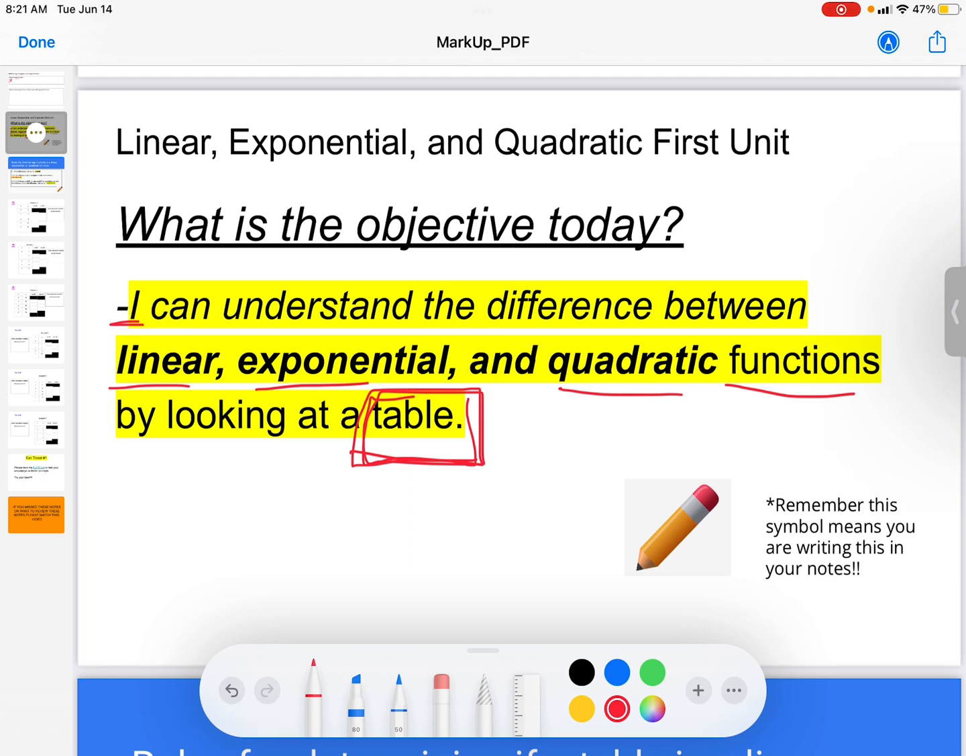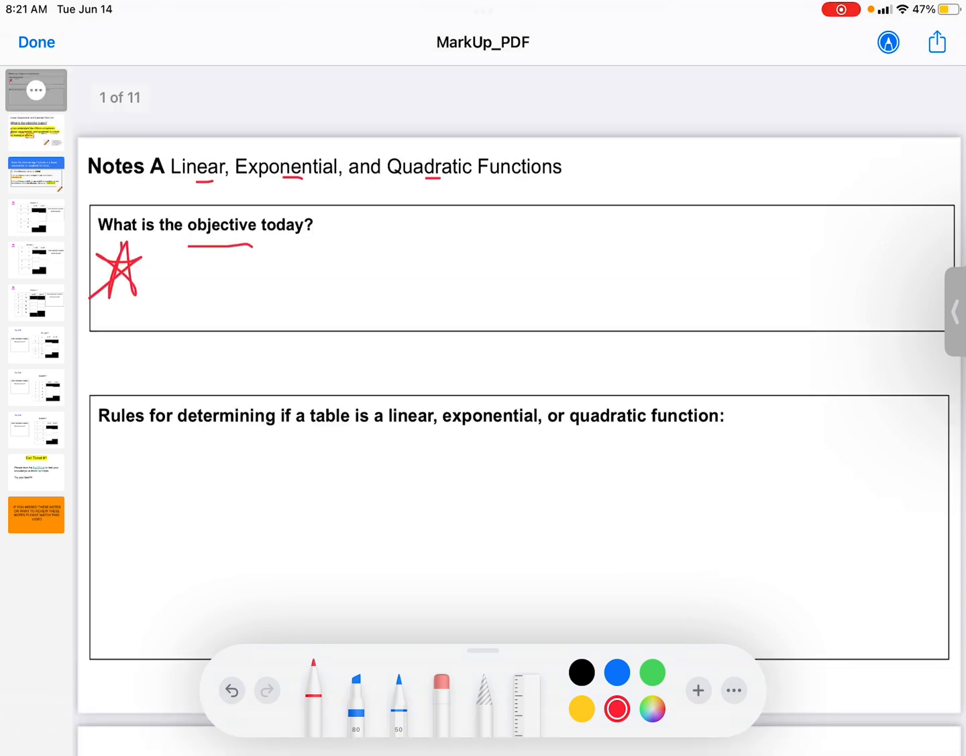And hopefully you've heard these words before: linear, exponential, and quadratic. So that's our goal today. I'm going to give you a table. You're going to tell me if it's linear, exponential, or quadratic. So again, that's going to go in that first box.